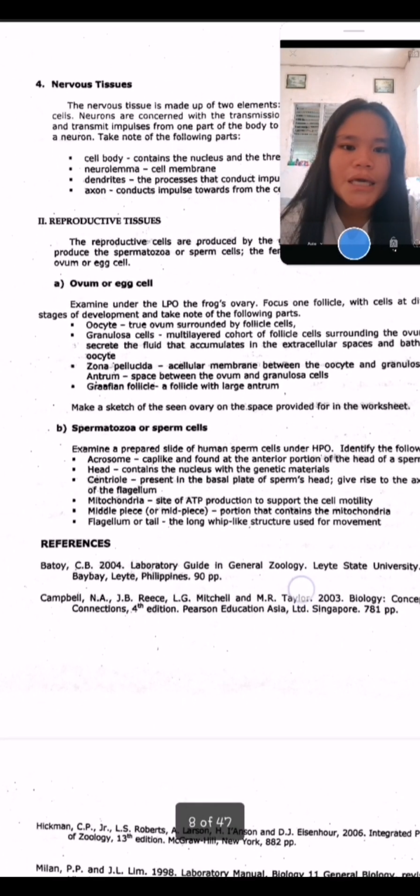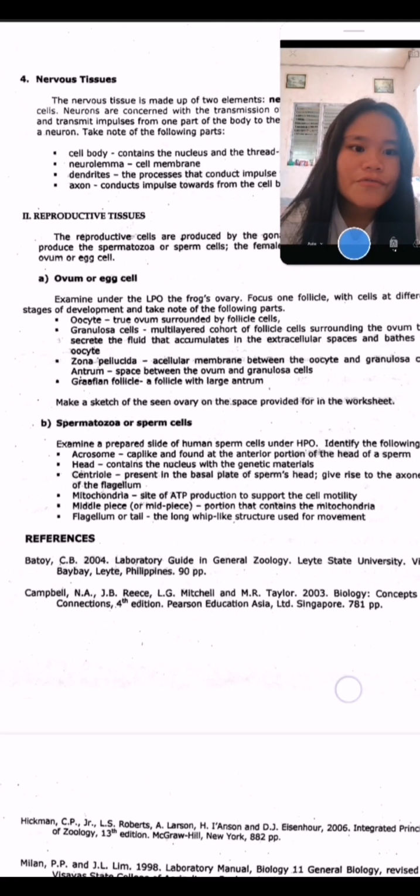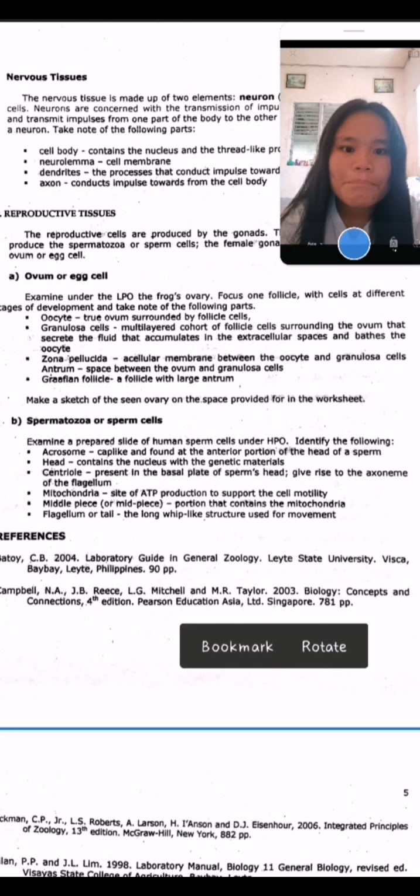So, letter B, spermatozoa or sperm cells. Head contains the nucleus with the genetic materials. Acrosome, cup-like, found at the anterior portion of the head of a sperm. And then the mitochondria, middle piece, flagellum or tail.